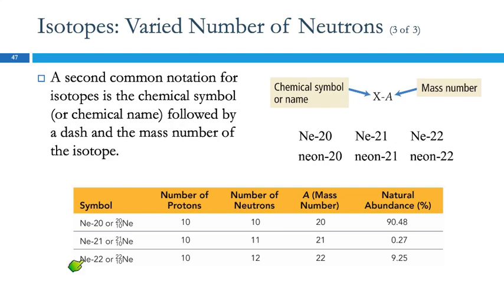So here we have those 3 isotopes again. They all have the same number of protons, but the number of neutrons is slightly different, so their mass numbers are going to be different as well. And the natural abundance, I can't tell you why it is, it just is. So 90.48% is neon 20.